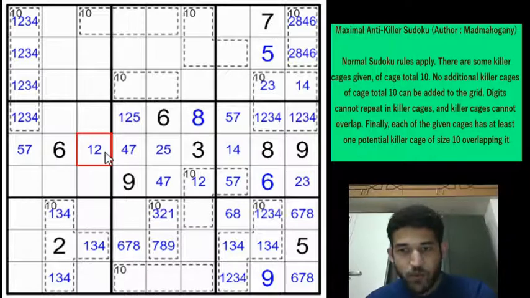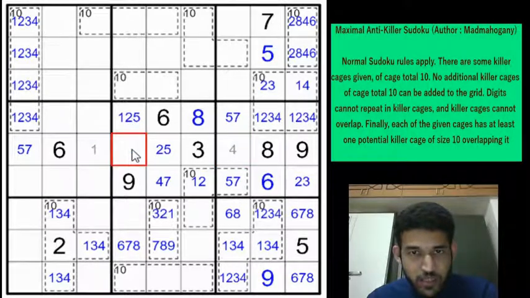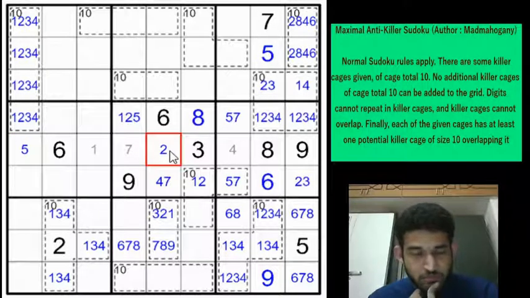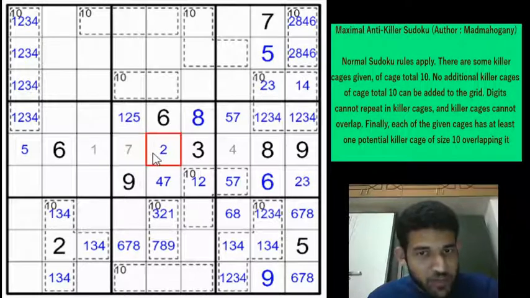Now let us see what happens if this is a 1, because we eliminated 2 digits. Let us assume what happens if this is a 1. In that scenario, this will be a 4, this will be a 7, and this becomes a 5, and this becomes a 2. Okay. Now again we have a killer cage which is adding up to 10 if you look closely. 1 plus 7 plus 2 is 10.